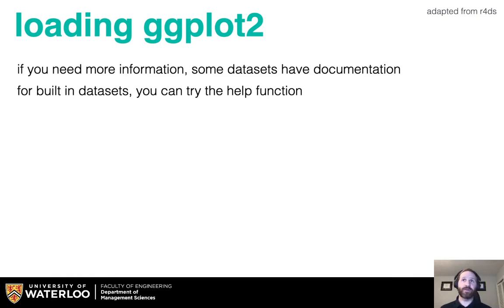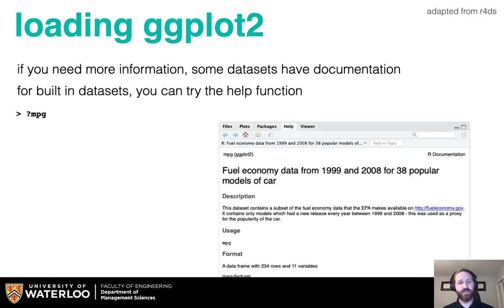If you need more information, some datasets have documentation. For built-in datasets, you can try the help function. So if you use the question mark and mpg, you get that information about what the mpg dataset has. And this is really, really useful for built-in ones. If not, you're going to have to consult possibly some documentation that comes with the dataset.